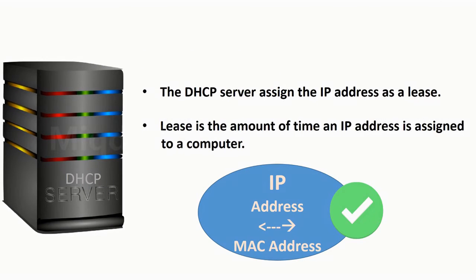Now I will tell you about IP address lease. The DHCP server assigns the IP address as a lease. A lease is the amount of time an IP address is assigned to a computer. Whenever we assign an IP address from DHCP, it is assigned to a specific client system based on MAC address. And the main thing in DHCP settings is scope.